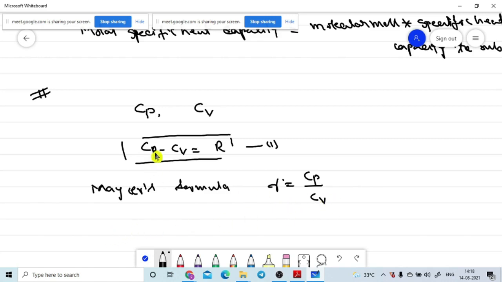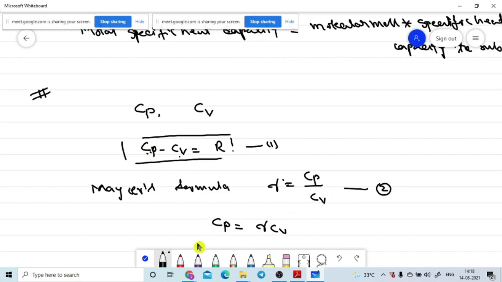This is the Cp minus Cv equation, one equation is there. Cp by Cv is equal to gamma, the second equation is there. I am rewriting this equation by eliminating the Cp value. I need to eliminate this Cp value in terms of Cv. Then I will write Cp is equal to gamma into Cv.